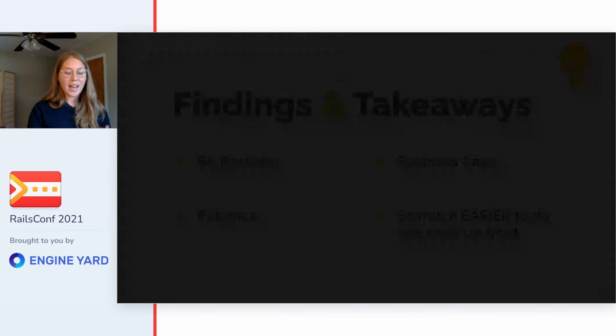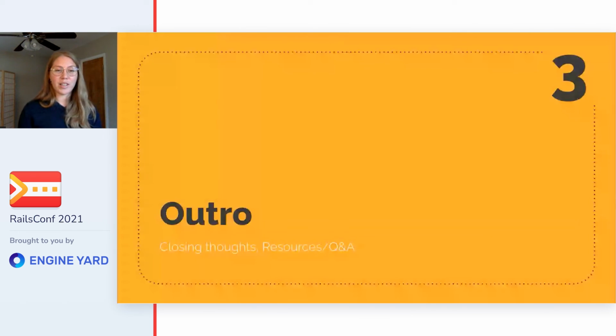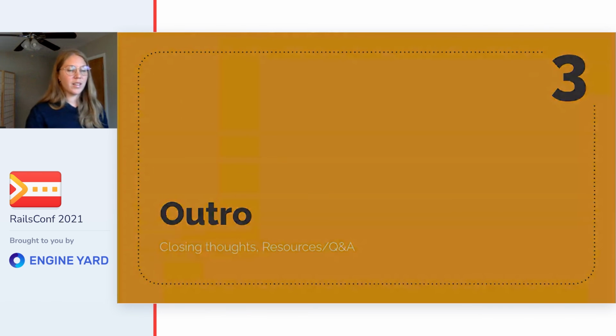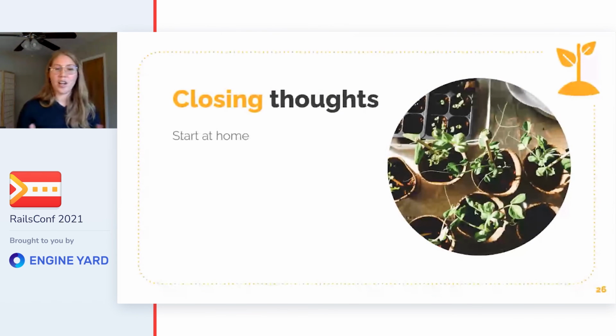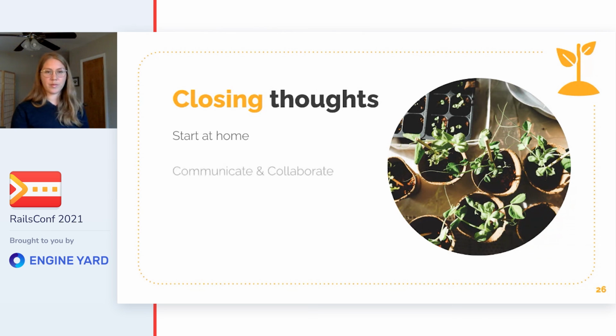So that is pretty much it for those engineering in DEI tangible steps. And now I'm just going to wrap up with some closing thoughts. My first closing thought is start at home. I've said this many times in this presentation, but I can't say it enough. Make sure that you are focusing on awareness first and that you're constantly revisiting that, because the last thing that we want to do is jump to action and cause harm.